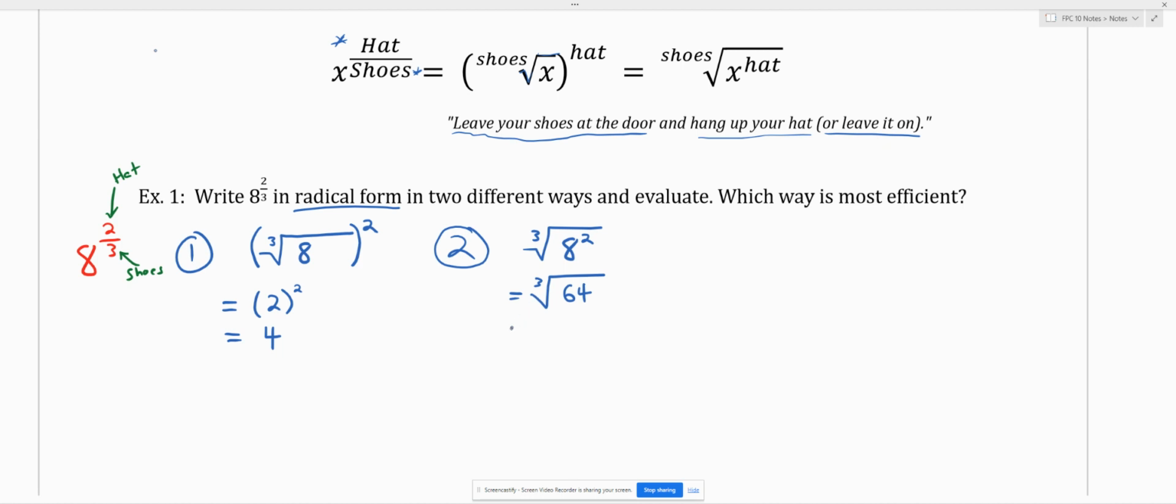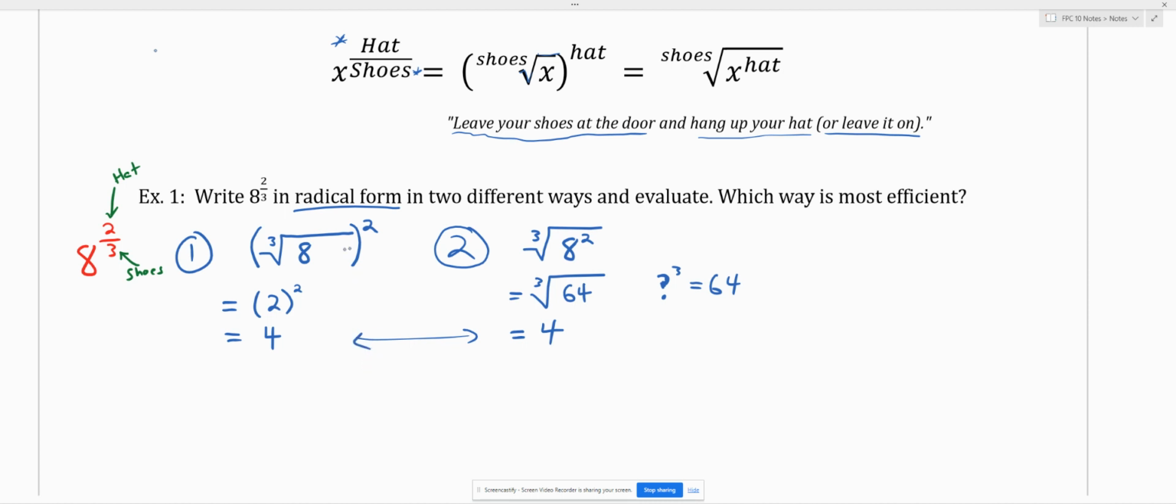Now I have to figure out what number times itself 3 times gives me 64. Again, a way to think of this is what number raised to the power of 3 is going to give me 64? Sorry, that's a question mark. And of course that's going to be 4. And you notice we get the same answer no matter which method we use.